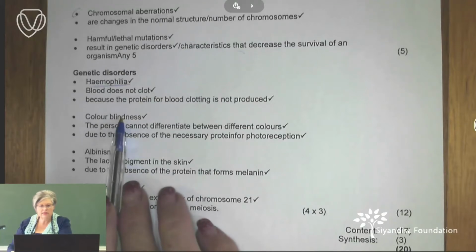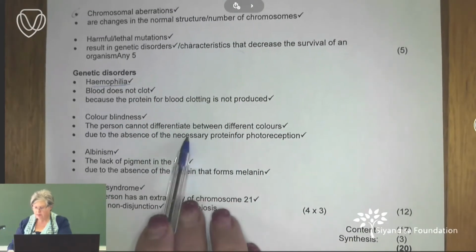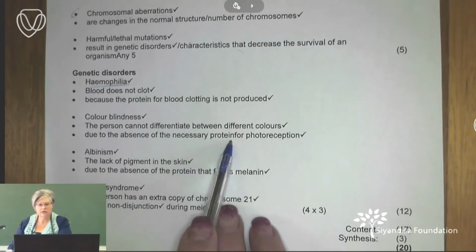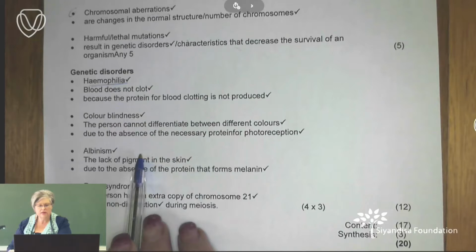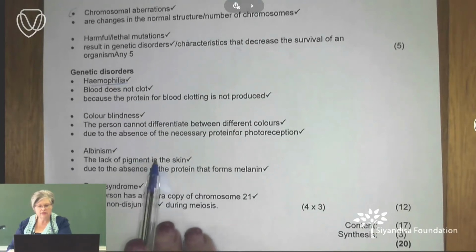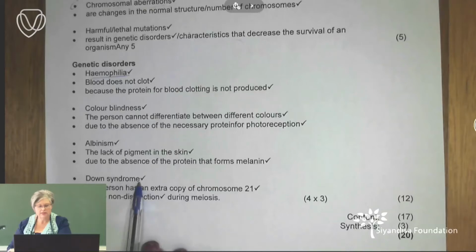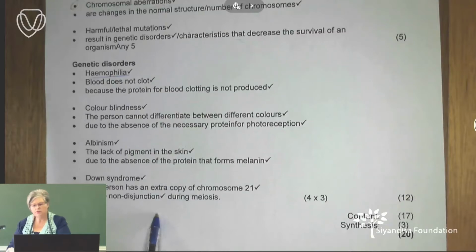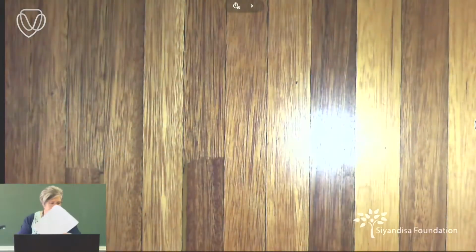What is color blindness? A person cannot differentiate between colors. Why? Because the necessary protein for photoreception is not formed. What is albinism? Albinism is the lack of pigment. Why? Because melanin is not formed. What is Down syndrome? An extra copy of chromosome 21 due to non-disjunction. So these are the four. Very nice question, very nice summary of mutations and the four genetic disorders.